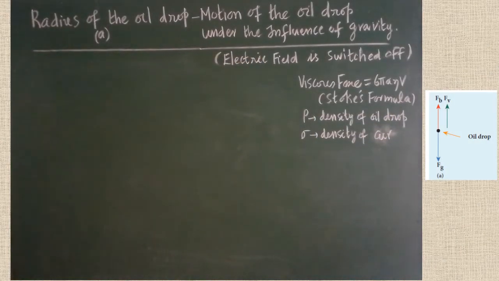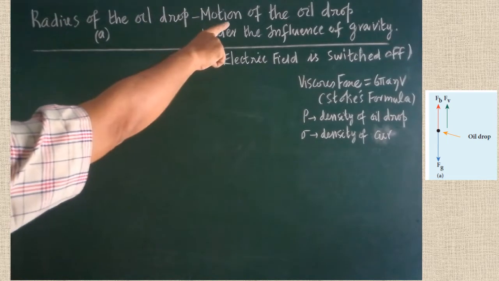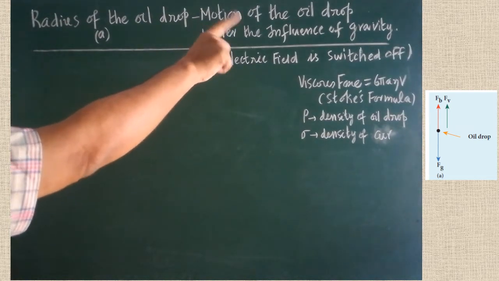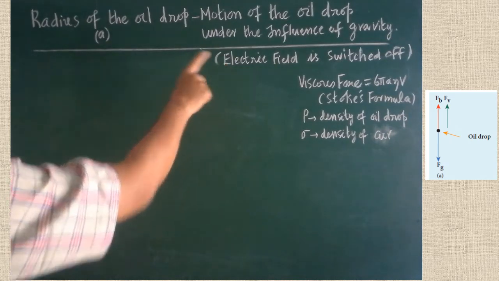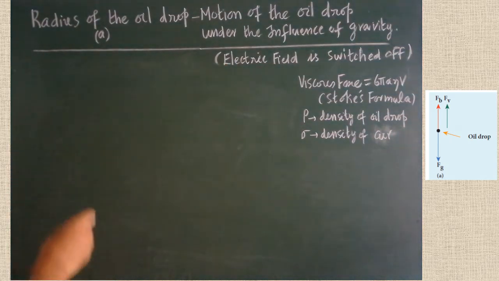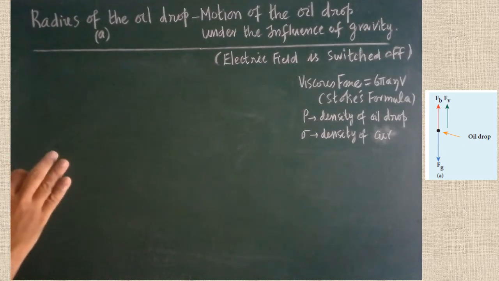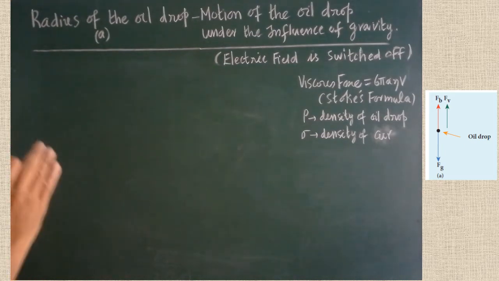Now we are going to derive the expression for the radius of the oil drop. While deriving the expression for the radius of the oil drop, the motion of the oil drop under the influence of gravity alone must be considered. The electric field must be switched off. Here on the oil drop, three forces are going to act. We will see them one by one.